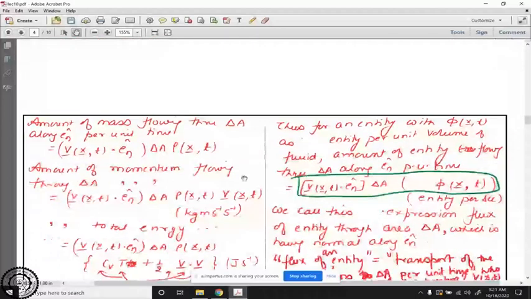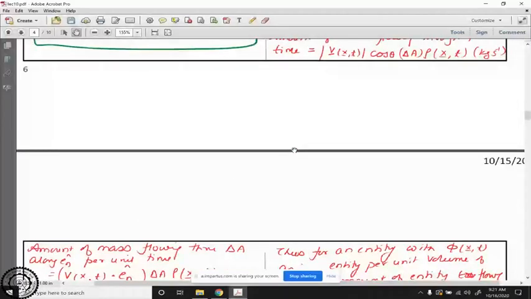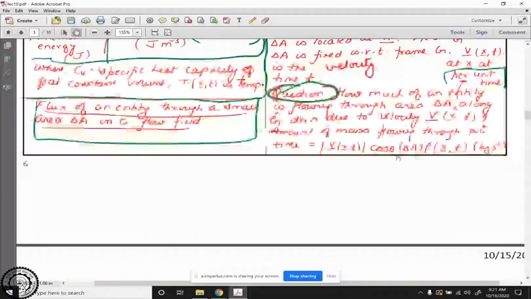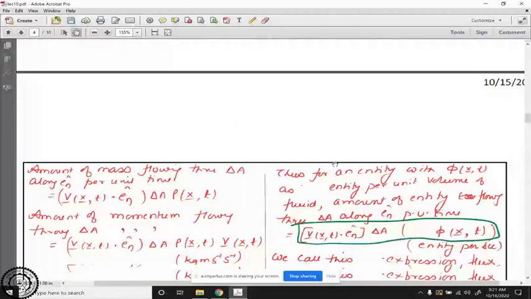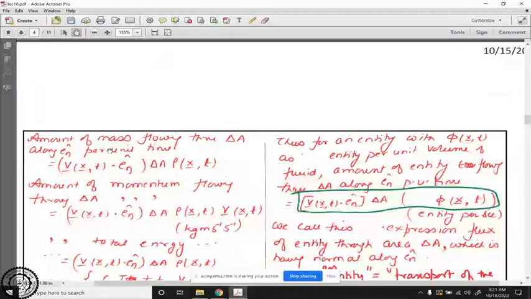All right. So now I have written this as cos theta delta A. You can immediately realize that this can be written in a compact manner in terms of a dot product. The same question, the amount of mass flowing through delta A along En per unit time, can be written as the local velocity dotted with the normal of the area delta A, multiplied by delta A times rho xt. Okay. So this is the mass that is flowing.